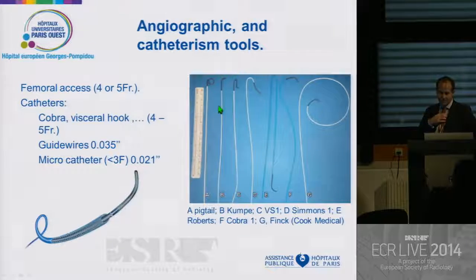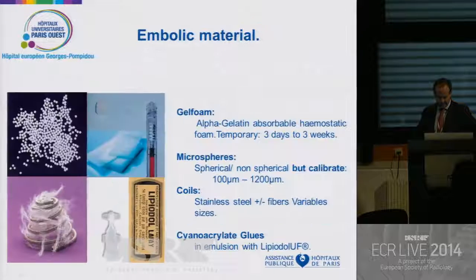From our side, the interventional radiologist side, we need some tools. Usually you use a 4-5 French access sheath, bifemoral access. We use different kinds of catheters, usually 4 or 5 French. You just have to choose one catheter that you feel confident with. For example, I like the Cobra one. I think it is very easy to use. And you have to have some microcatheters on your shelf to selectively catheterize.